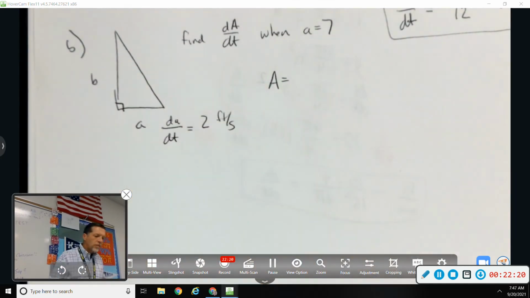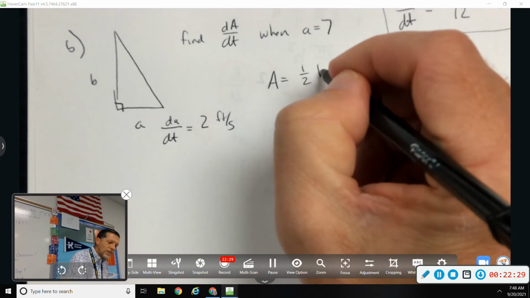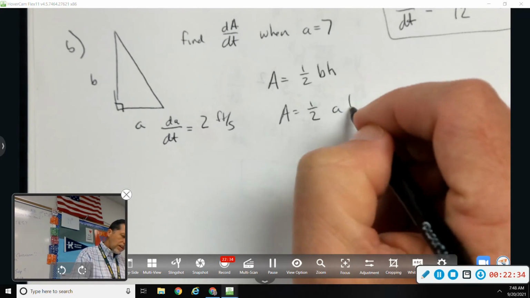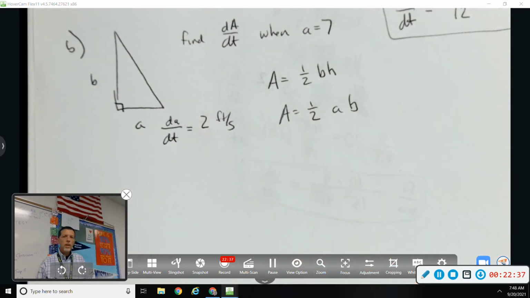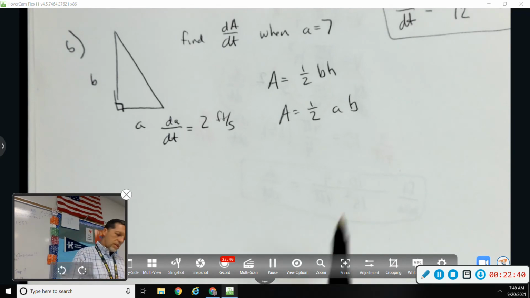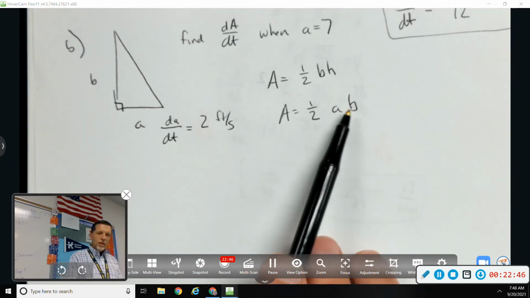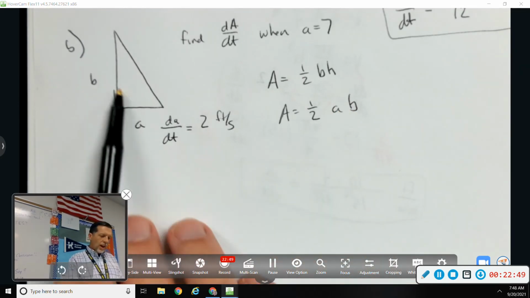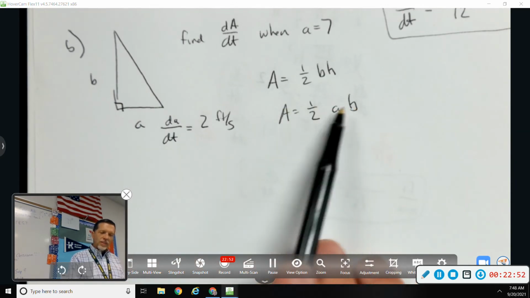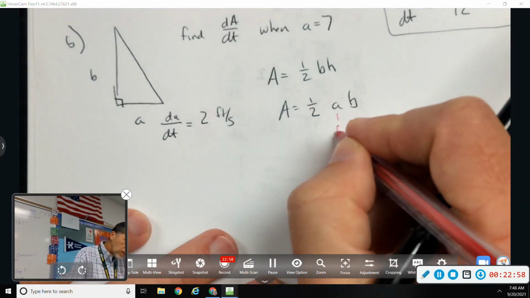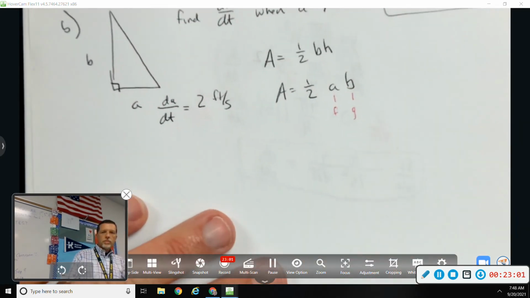So what's the formula for the area of a triangle? We have a right triangle. 1/2 base times height. So 1/2 A times B. In number 17, we were able to get rid of one of the variables. Here, A and B are related to each other, but I don't think I can substitute for one of them. I think I'm stuck with A and B. So I'm going to have to use the product rule.